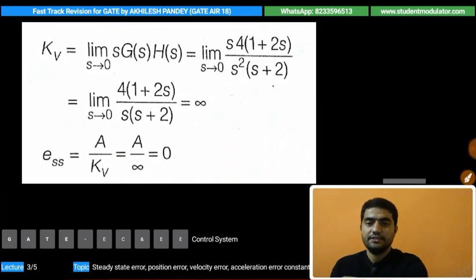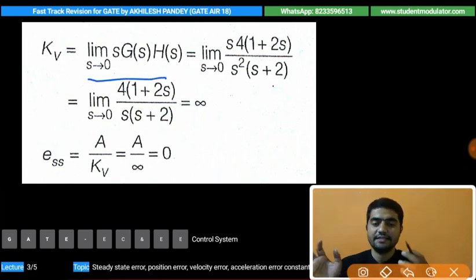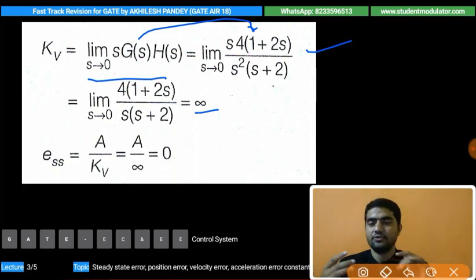So here is the solution. The velocity error constant will of course be given by limit s tends to 0 of sG(s), but as it is a unity feedback, H is of no use. So put the value of G for 1 plus 2s, this is the given value, and finally s tends to 0, so s will be put as 0, and we have got infinity. Again ess will be the reciprocal of Kv and it will become 0.